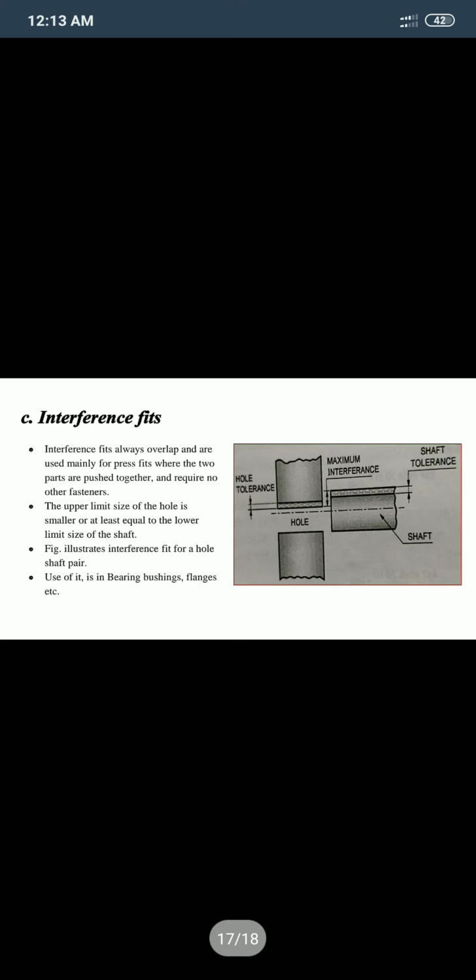Then the third type of fit is the interference fit. Interference fits always overlap and are mainly for press fits, where two parts are pushed together and require no other fastener. The upper limit of the hole is smaller than or at least equal to the lower limit of the shaft. The figure shows the interference fit for a hole and shaft pair. It is used in bearing bushings and flanges, etc.